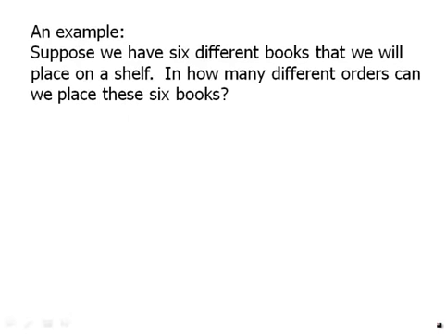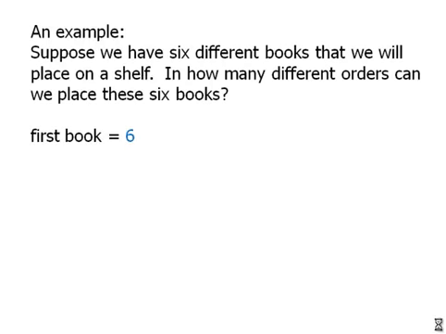Suppose we have 6 different books that we'll place on a shelf. In how many different orders can we place these books? Well, think about it this way. The various places are stages. Stage number 1 is what are we going to put in the first slot. Stage number 2 would be what are we going to put in the second slot, that sort of thing.